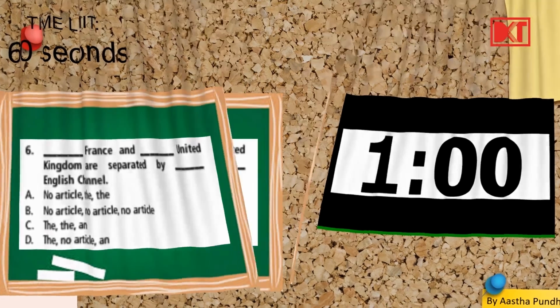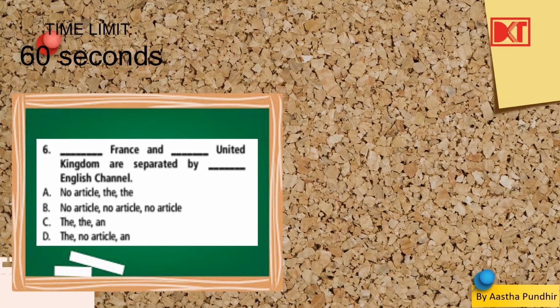Okay, here we have: dash France and dash United Kingdom are separated by dash English Channel. You take it one by one. France is the name of a country, and here we do not use any article, because it is not plural. Like for USA, we use the, and here also United Kingdom, referring to the kingdom, we use the. So France and the United Kingdom are separated by English Channel. The English Channel is the name of a particular water body, so for that we again use the. Accordingly, the correct answer is A. France and the United Kingdom are separated by the English Channel.